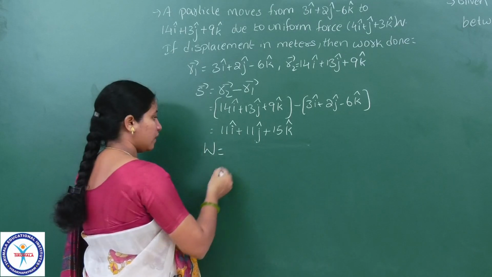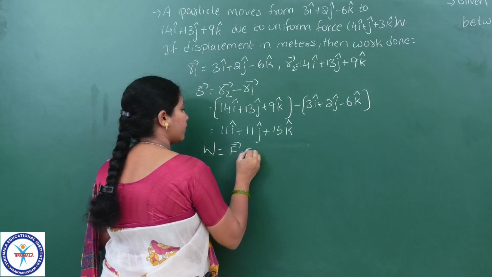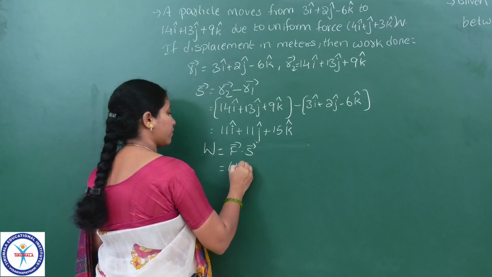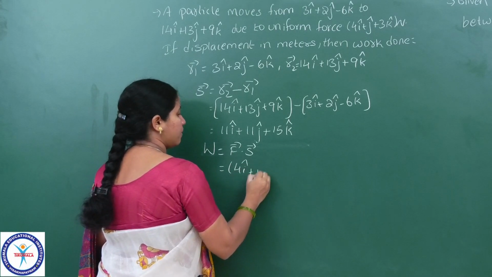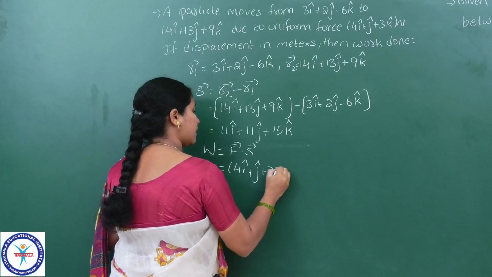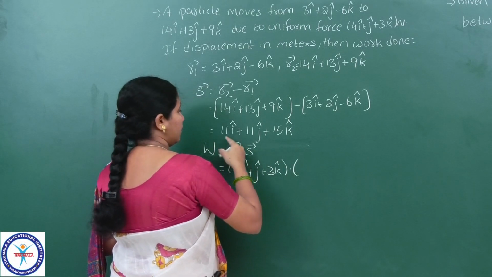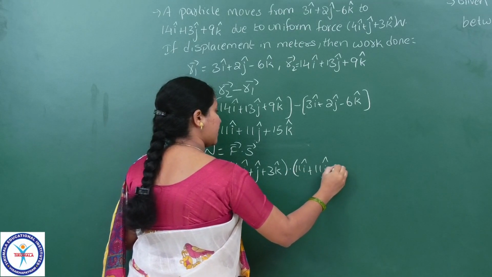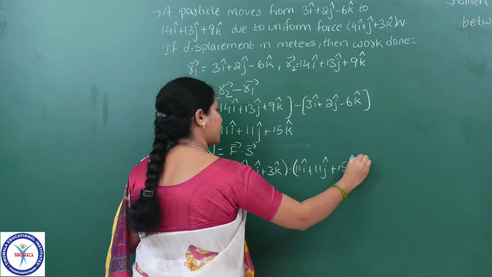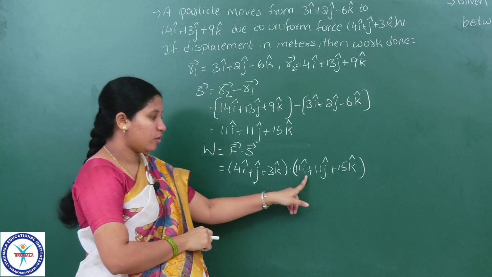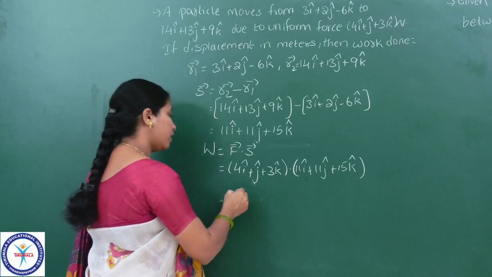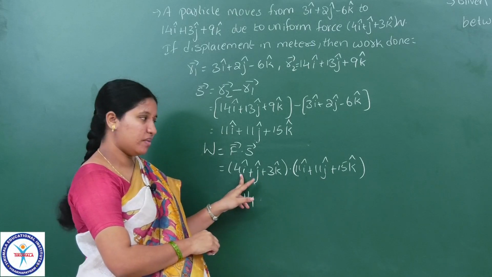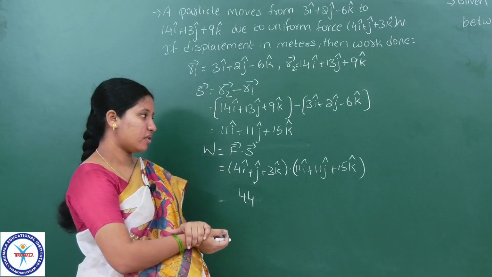Work done W is equal to dot product of force and displacement. So, write the force vector, that is 4i cap plus j cap plus 3k cap dot, the displacement is 11i cap plus 11j cap plus 15k cap. See, i dot i is 1, so 4 into 11 gives us 44, and i dot j is 0, so the term will be 0, i dot k is 0, hence the term is also 0.